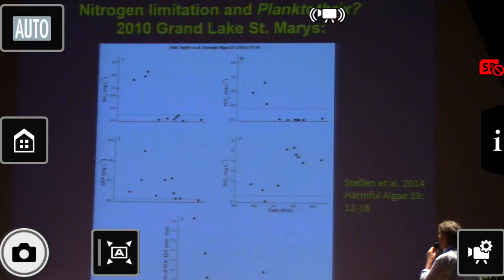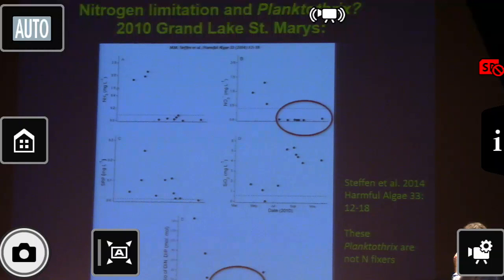And which we noticed at the peak of the bloom, the dissolved inorganic nitrogen to dissolved inorganic phosphorus ratio declined well below that for balanced growth. And this was due to a continuous supply of phosphorus from internal loading and assimilation and denitrification contributing to nitrogen losses. I will remind you that Planktothrix do not fix nitrogen.